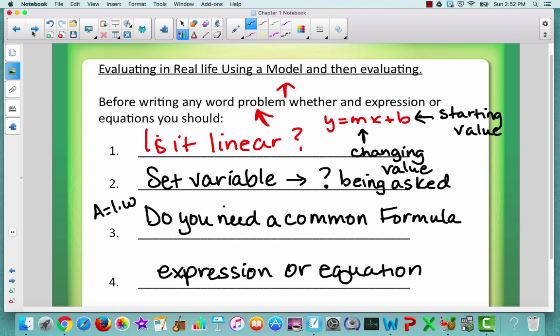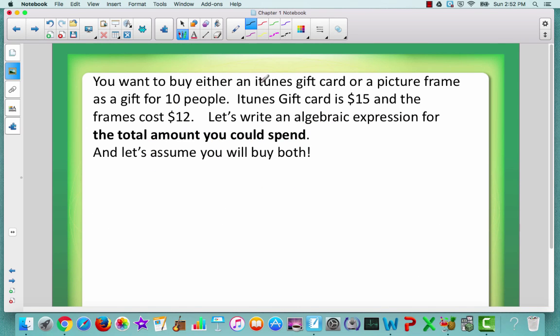All right, so let's look at just a basic example. You want to buy either an iTunes gift card or a picture frame as a gift for 10 people. iTunes gift cards is $15 and the frame costs $12. Write an algebraic expression for the total amount you could spend, and let's assume you'll buy both. Okay, so in my mind, I know that I'm going to be buying two different things, so there's two unknowns, okay? So I let X equal the number of iTunes gift cards, and I'm going to let Y equal the number of picture frames.